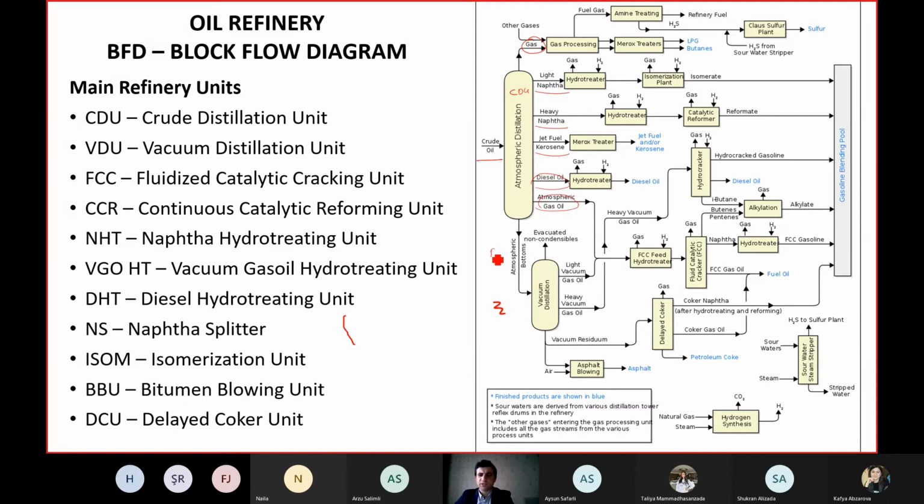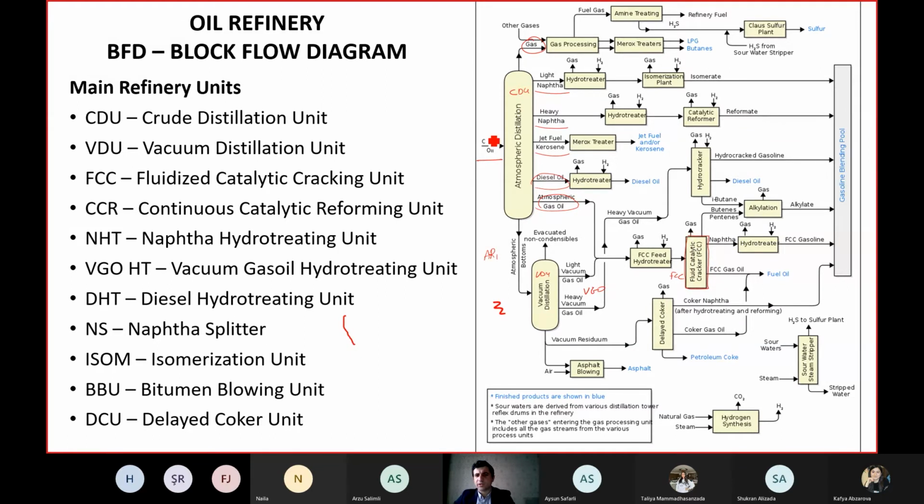Then the atmospheric residue, we call it AR, is sent to the vacuum distillation unit, VDU, which we talked about last session as well, but we couldn't finish it. Then from the vacuum distillation unit, we have the VGO, vacuum gas oil, light and heavy. These are sent to the first hydrotreater, and then the FCC unit, catalytic cracking. So today we will talk about the hydrocracker.